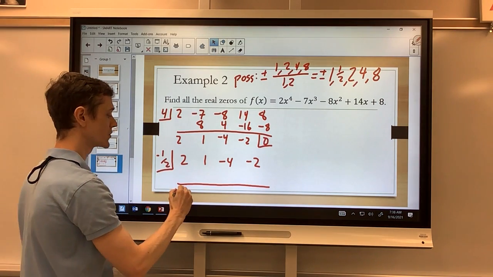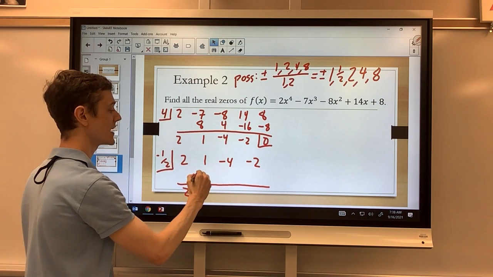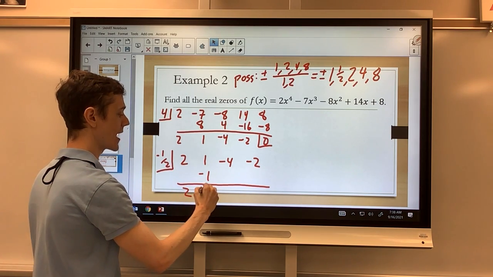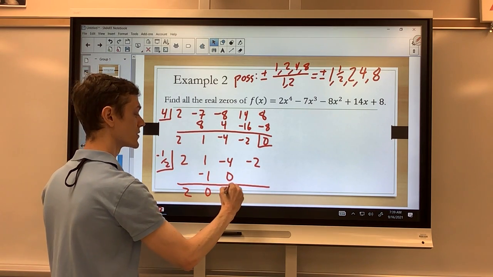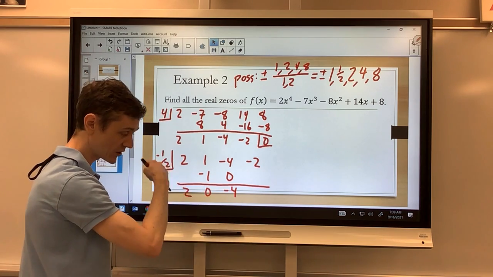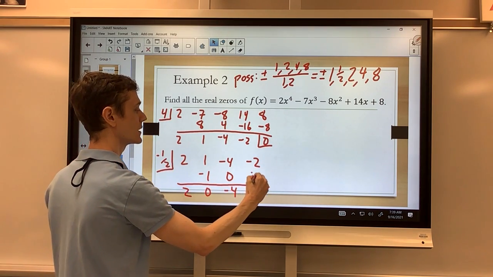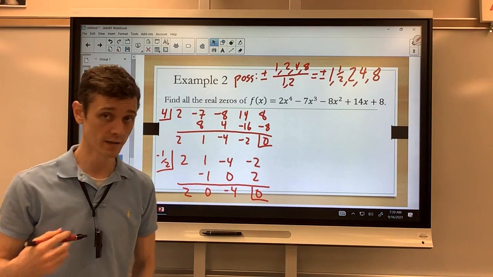So the first number comes straight down. Half of 2 is 1, but it's a negative, so it's going to flip the sign on it. Add the numbers. Multiplying by 0 is always still 0. Add the numbers in the column. Half of 4 is 2, but we're changing the sign, so it becomes a positive. And then adding the numbers in the column makes it a 0. So there is our second zero.